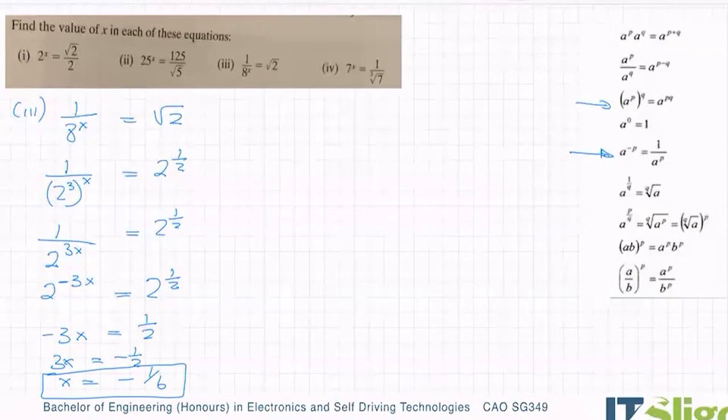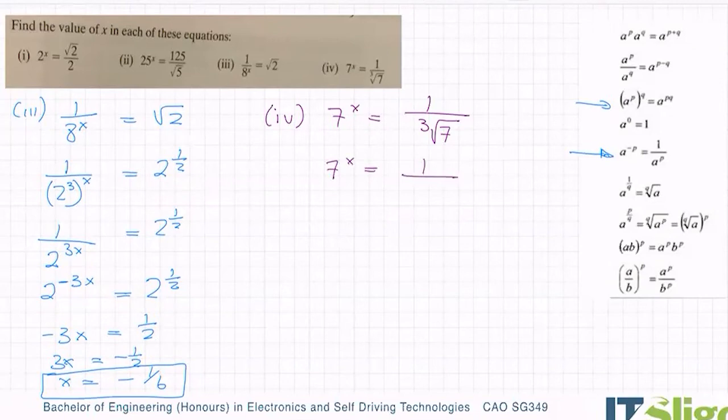Okay, so the last one then, 1 over the cube root of 7. Okay, so the base numbers are the same in this one, so we don't have to change anything. So that left-hand side is fine. Now the cube root of 7 will be this one, where my q is 3. So it's 7 to the power of a third.